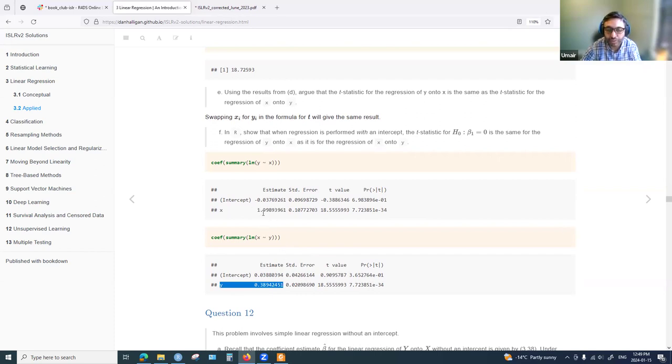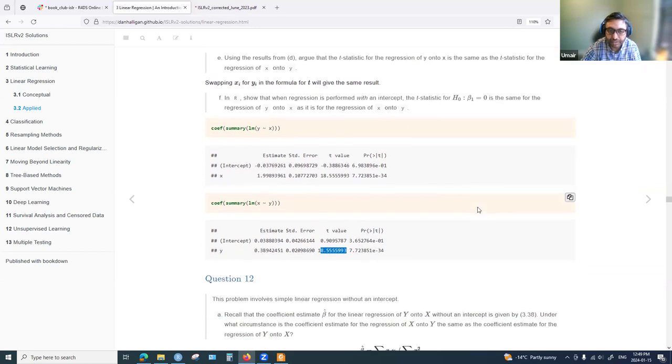The coefficient should be 2 here and about 0.5 here. But the t value doesn't change. The t value is the same. So significance doesn't change even if we swap the values. But practically, I don't think of any reason why this is important to know. Practically, we do know what our response is.